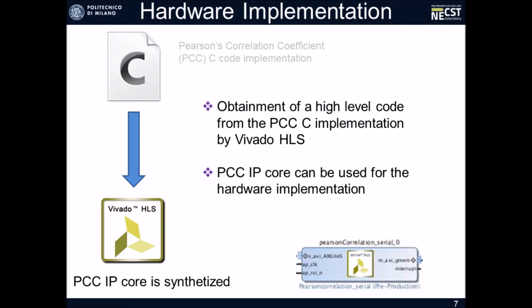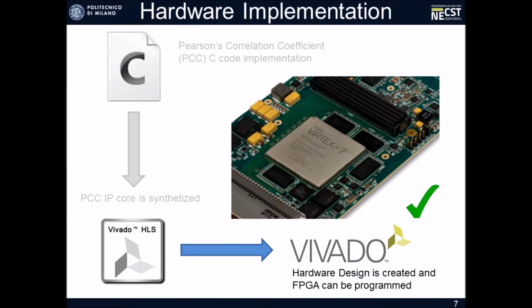Then we use Vivado HLS in order to obtain a high-level code from the C code implementation. Then the PCC IP core can be used for hardware implementation. In the end, the hardware design can be created, and the FPGA can be programmed using Vivado.